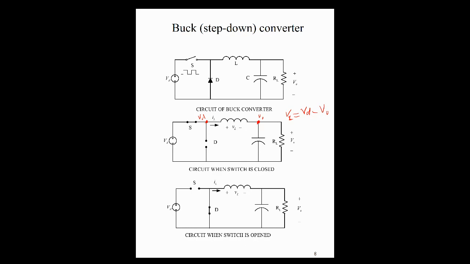Similarly, we can do the same reasoning for when the switch is open. Switch opens, and it's as if the supply is out of the circuit. The inductor would have stored some energy, and the capacitor would have been charged. So energy will now be released in this circuit. The diode would now be closed, so the diode is now forward biased. So what's the voltage across the inductor?